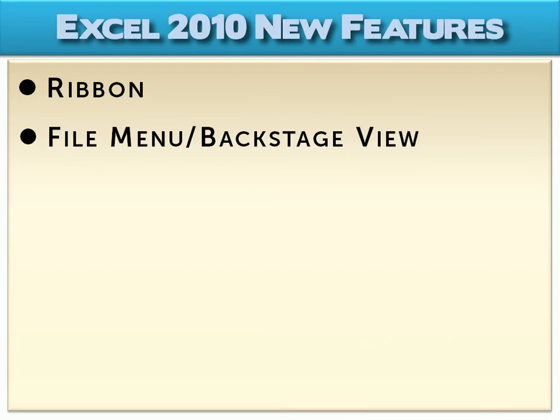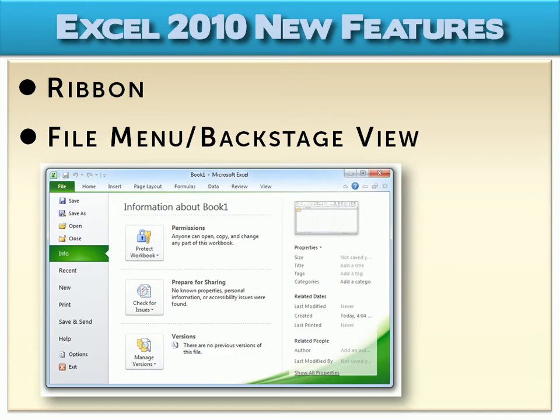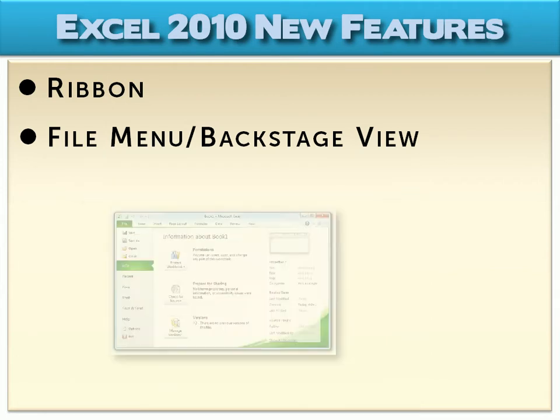The Office button, introduced in 2007, has been replaced with a file menu called the Backstage View. Here, you will find common file management functions and so much more. The initial view info gives you access to document properties and tools for permissions and versions. Print will now preview the page and allow you to make page setup adjustments. Save and Send allow you several choices for saving the file in different types, as well as sending it to different people and locations.